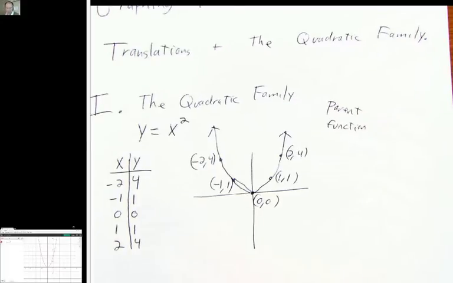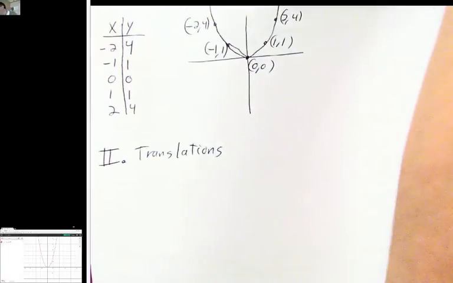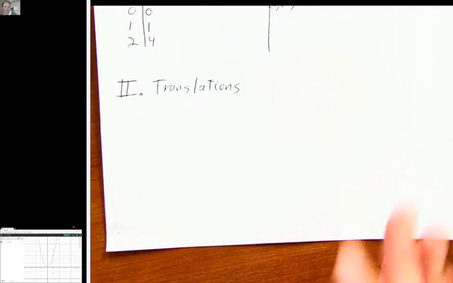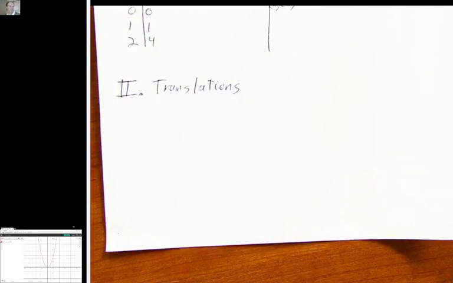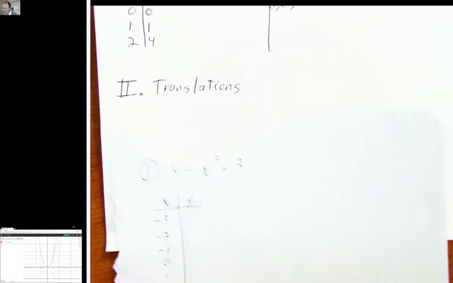Okay. Next, I'd like to get into actually doing some translations. And for this next part, you are going to want some graph paper. Part 2, translations. Specifically, we're going to take this graph of y equals x squared and do a couple different things to it.